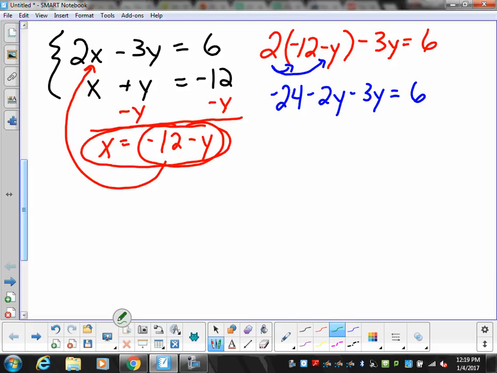Okay, what could be my second piece? Combine like terms. So the negative 2y minus 3y in the middle. So I got negative 24 minus 5y equals 6.